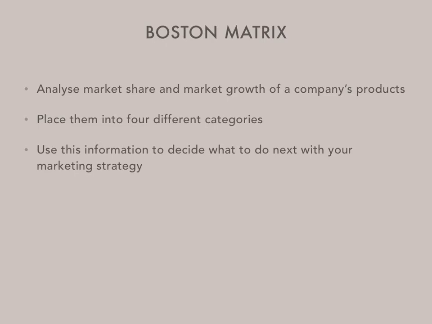You're looking at 2 things when you're constructing your Boston Matrix. You're looking at the market share of the product and you're looking at the market growth of the product. So you place your products into the 4 different categories that I'll show you in a sec, and then you use that to help you decide what to do with your marketing strategy, how the different products are going to need different types of marketing strategies depending on what category they fit into.